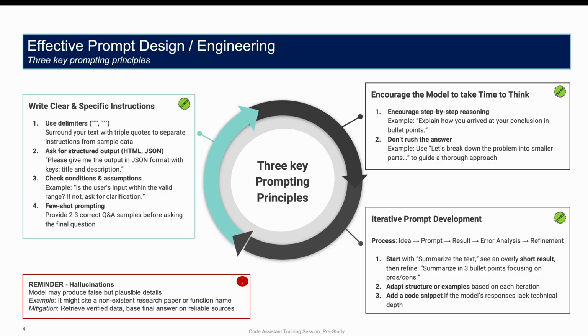Very key. This process involves an idea, creating a prompt, observing the results, then you perform an error analysis and then refine the prompt. So for example, you might start with summarize the text. You see an overly short result, then you refine it to summarize in three bullet points, focusing on pros and cons, and so forth. So you adapt the structure or examples based on each iteration and might add a code snippet if the model's responses lack technical depth.